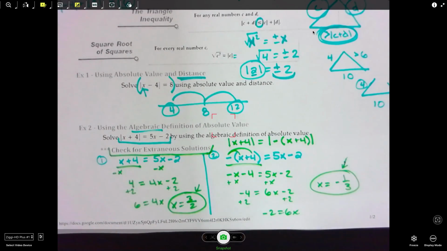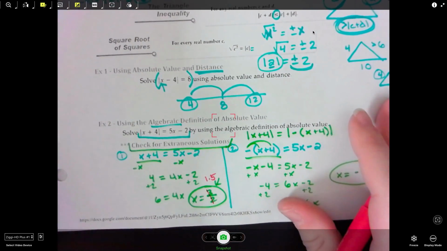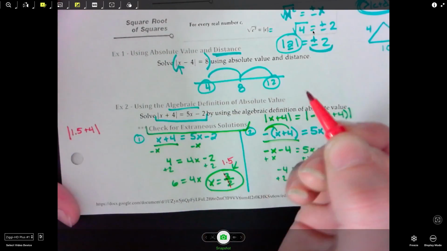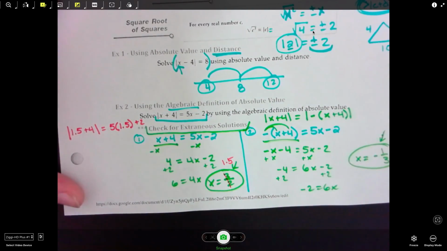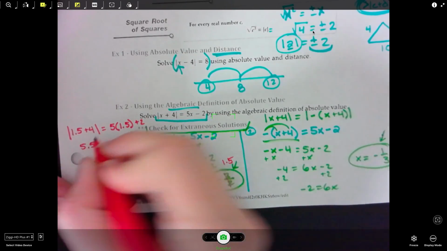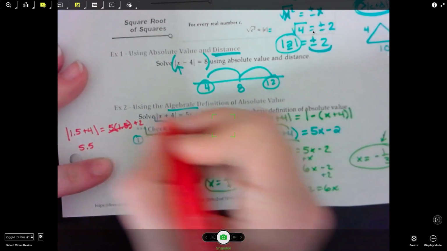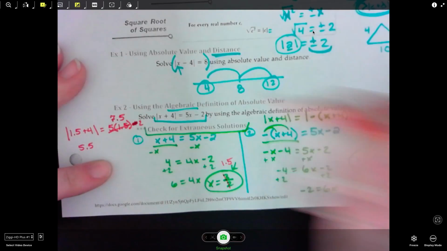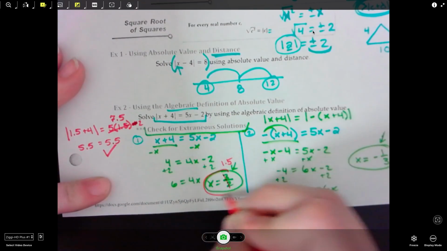So if I plug those back in to the original problem, 3 halves is like 1.5, so I can think of it as 1.5. Plugging it back in, I have the absolute value of 1.5 plus 4 equal to 5 times 1.5 minus 2. All right? 1.5 plus 4 is 5.5. 5 times 1.5 is 7.5. 7.5 minus 2 is 5.5. So that checks out, and it is an answer.